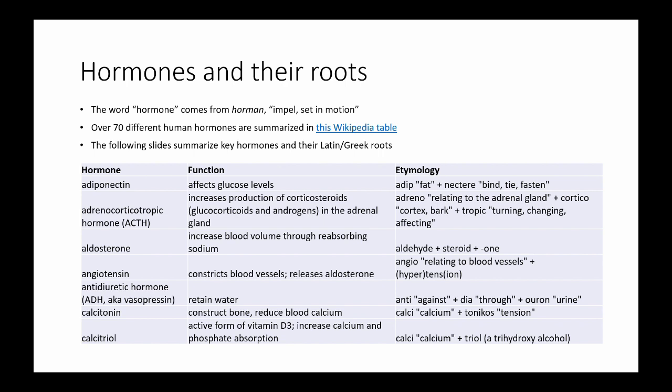Calcitonin is a hormone that leads to more bone construction and reduced blood calcium, and comes from calci meaning calcium, plus tonicos meaning tension. Calcitriol is the active form of vitamin D3. It increases calcium and phosphate absorption. It comes from calci meaning calcium, plus triol, which is referring to a trihydroxyalcohol chemical structure.